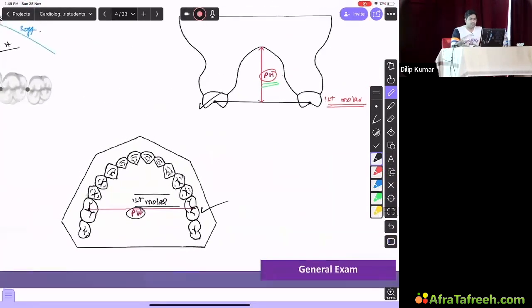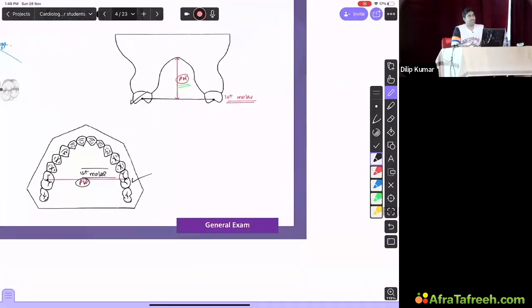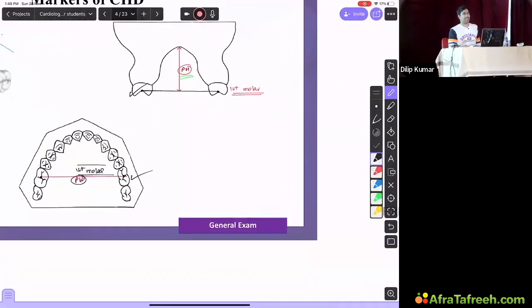So now come to the definition of high arched palate. So what is the definition of high arched palate? Generally, whatever teeth you are using for measurement, I told you any teeth you can use, but whatever teeth you are using, you have to take the height of the teeth.